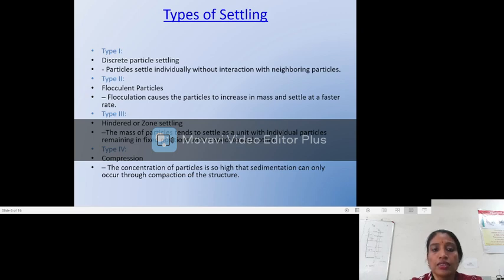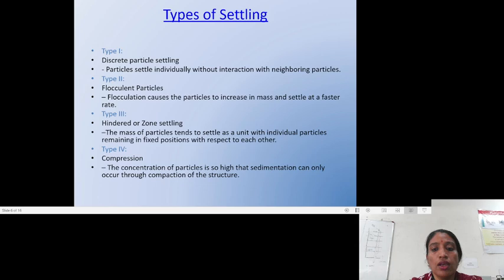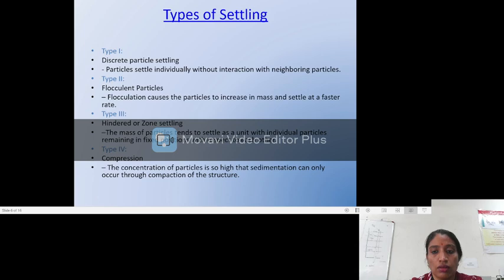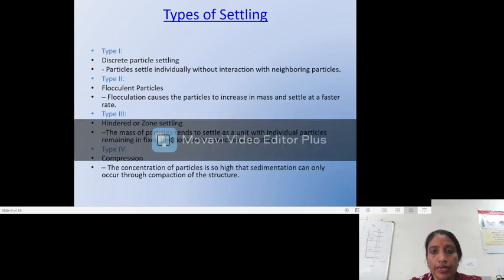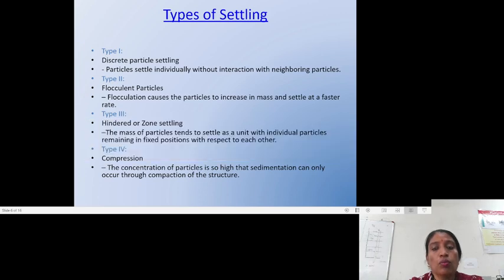Now, the third type of settling is zone settling, which happens as a zone, and particles in that zone retain their fixed positions, and the whole zone settles as an individual particle. Then compression settling. Now the concentration of particles is so high that sedimentation can only occur through compaction of the structure. This type of settling we can find at the bottom of the settling basin, and zone settling happens just before compression settling. That zone comes and settles down, and more compaction will occur, and compression settling comes into the picture.